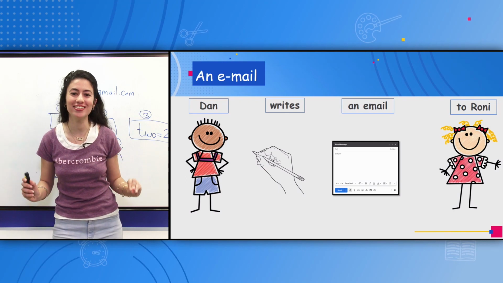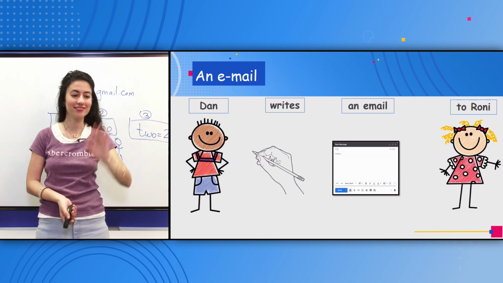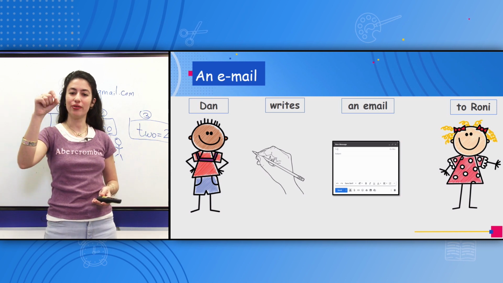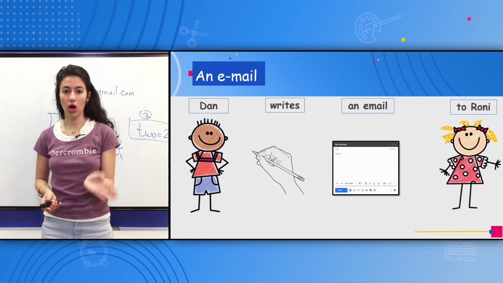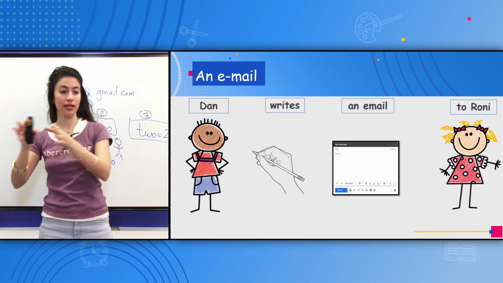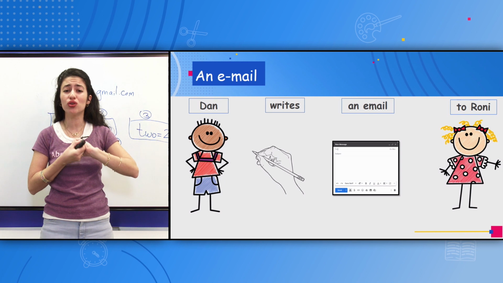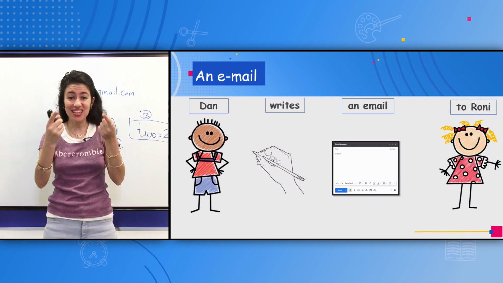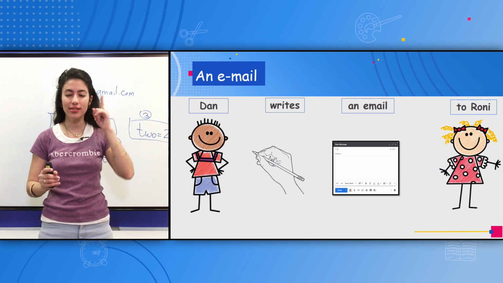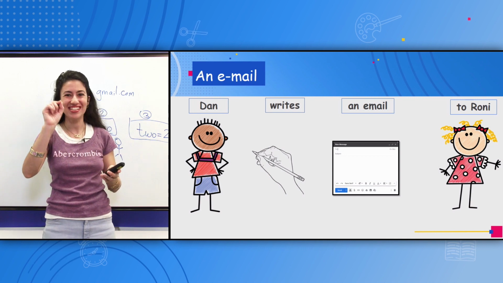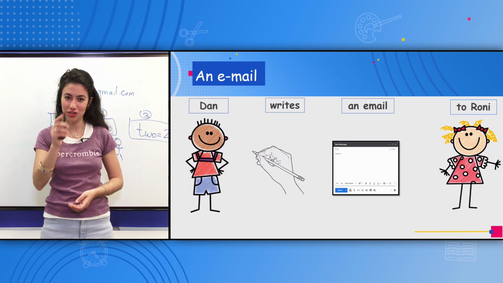Okay, you know what's going to happen now? We're going to write an email. I want you to look at Dan. This is Dan. Say hi, Dan. He writes an email to Ronnie. So Ronnie is at her house and Dan is at his house. And they're both good friends, but they didn't see each other for a long time. So Dan misses Ronnie. So he decides to write an email to Ronnie. Do you want to see how we're going to do it?